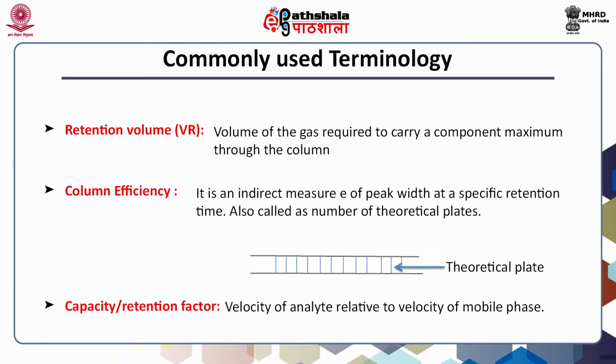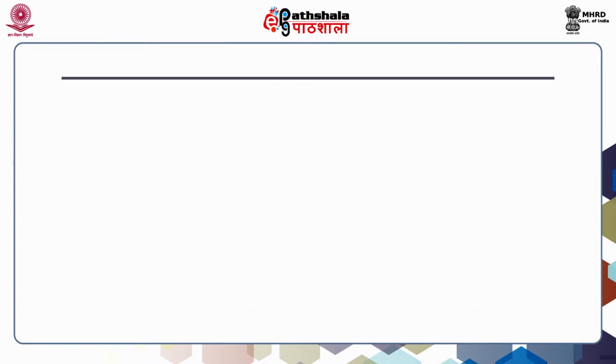This capacity or retention factor is the velocity of analyte relative to the velocity of the mobile phase. In my previous slide, I told you that these were the important terminologies which are used for identifying the compounds and to find out the efficiency of the columns. So, next is a little bit about the application of GLC.